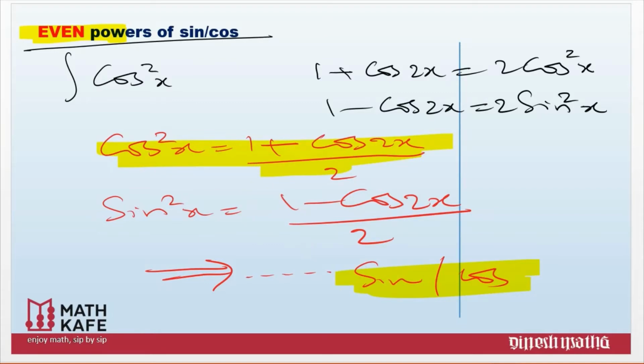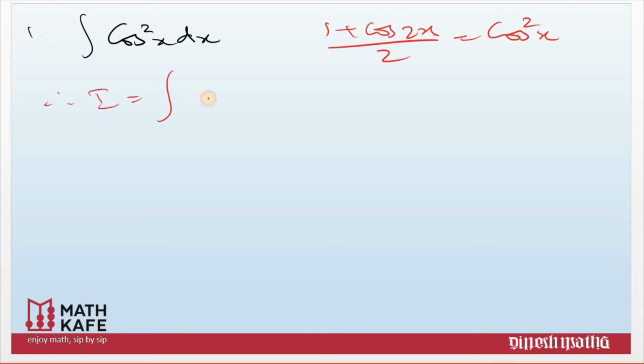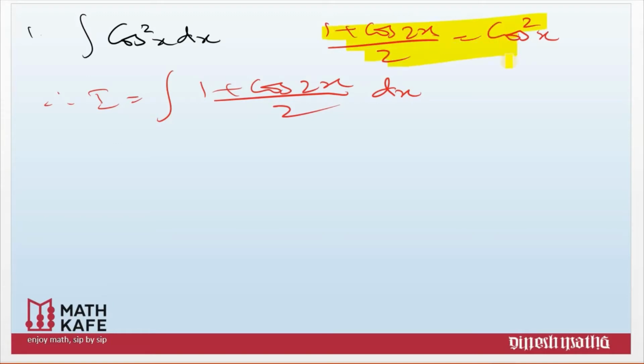Let us see one example. We need to find the integral of cos square x. How do we start? Now you know the technique. When you get cos square x, immediately you recall the formula: cos square x is 1 plus cos 2x by 2. Write the integral, replacing it with 1 plus cos 2x divided by 2. This technique you must memorize, otherwise you can't integrate it. Random methods will not work, please keep in mind.